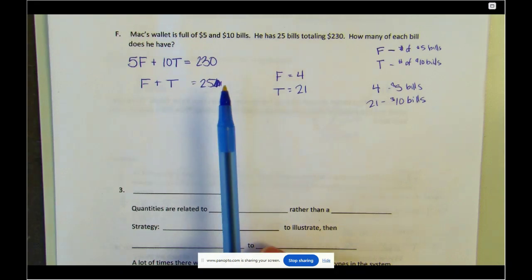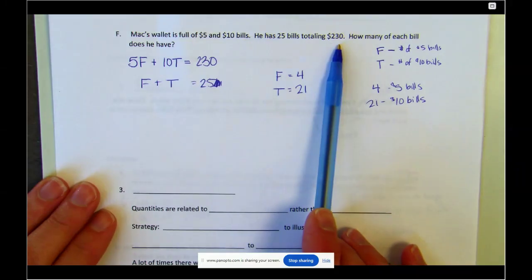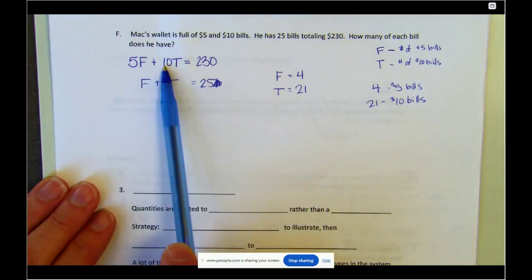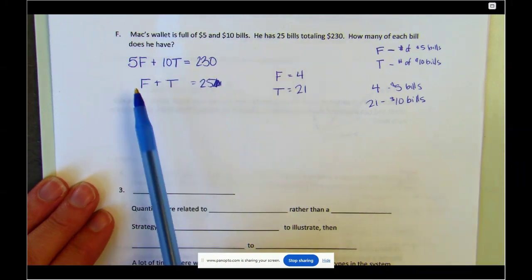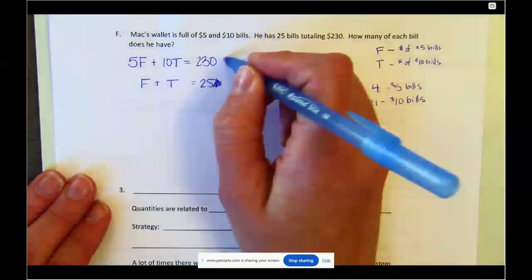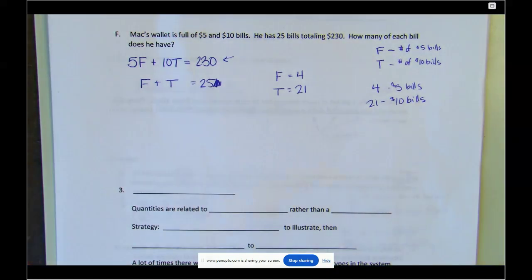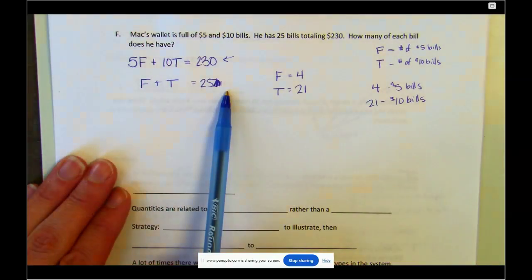Okay, over here, this was the other good one. Mac's wallet is full of $5 bills and $10 bills. That's money. So $5 for a 5, $10 for a 10, and $230 is the total. But he has 5s and 10s, and he has 25 of them. So usually one will be about money or something else that matches, units or whatever, and then this one is usually just a total of how many.